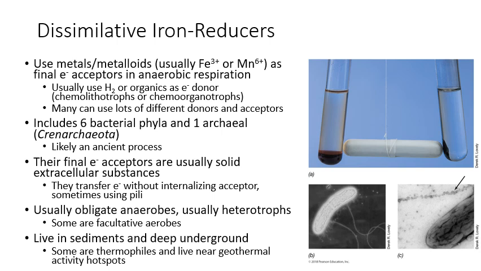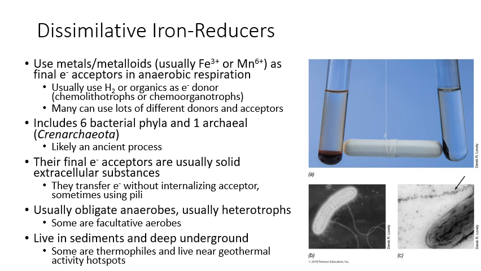They're pretty diverse. There are 6 bacterial phyla that include iron reducers, and 1 archaeal phylum, which is the Crenarchaeota. And it's probably an ancient process, so we think that it evolved very early in the evolution of life. In general, the final electron acceptor for iron reducers is going to be some type of solid thing. So if they're using iron or manganese, that's a solid substance, and so they need to figure that out somehow.